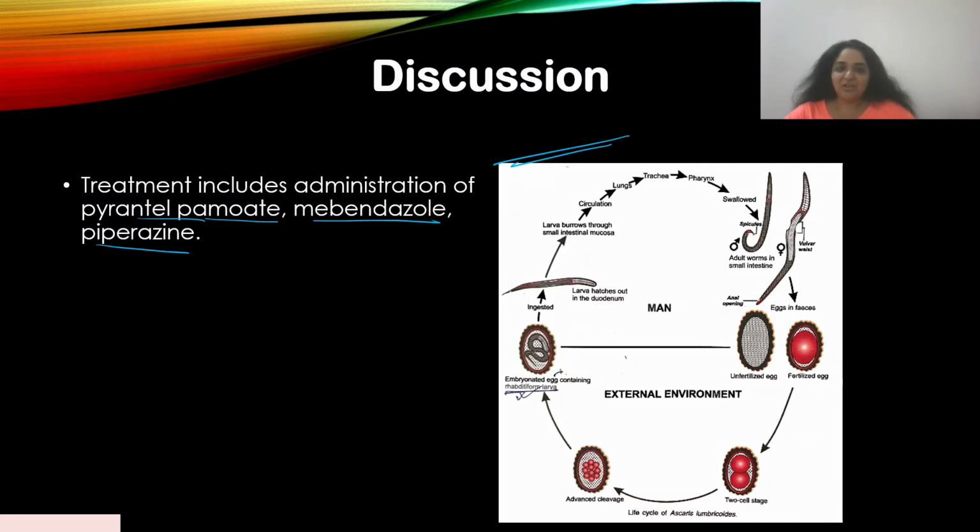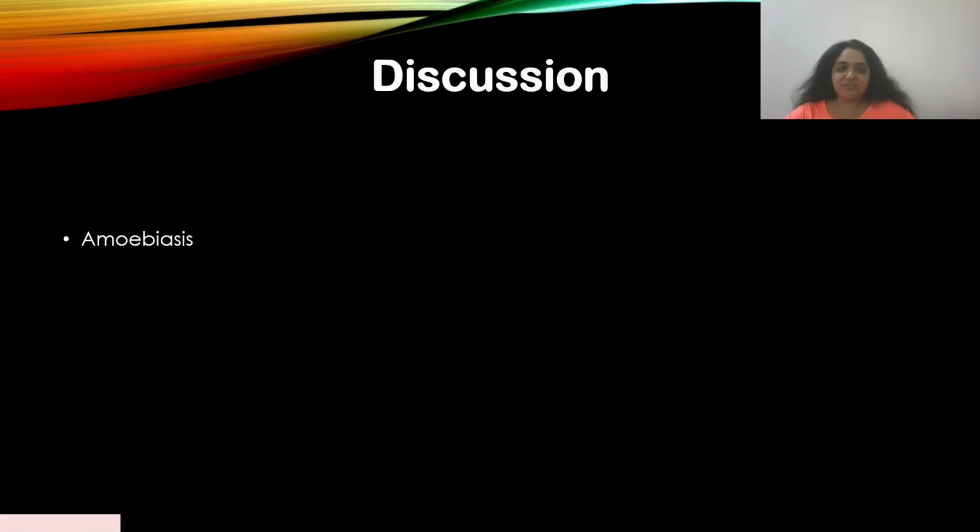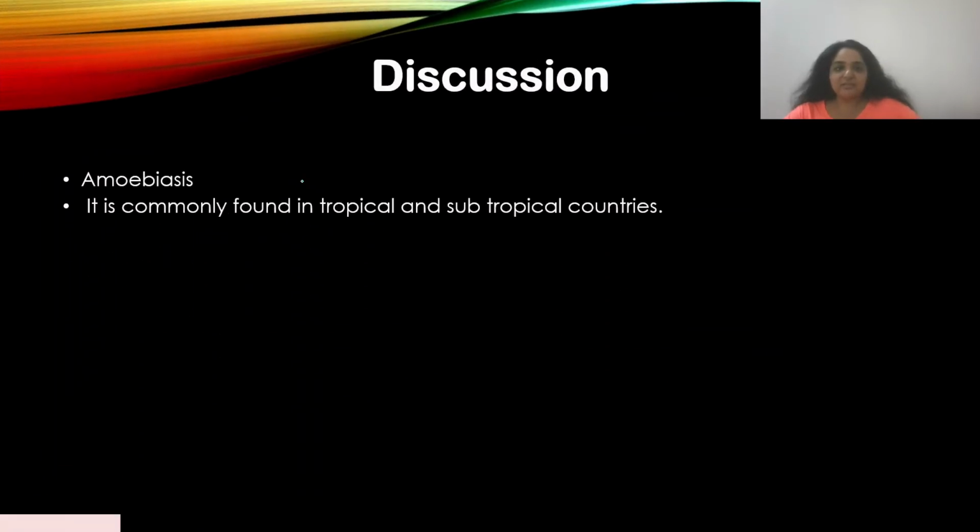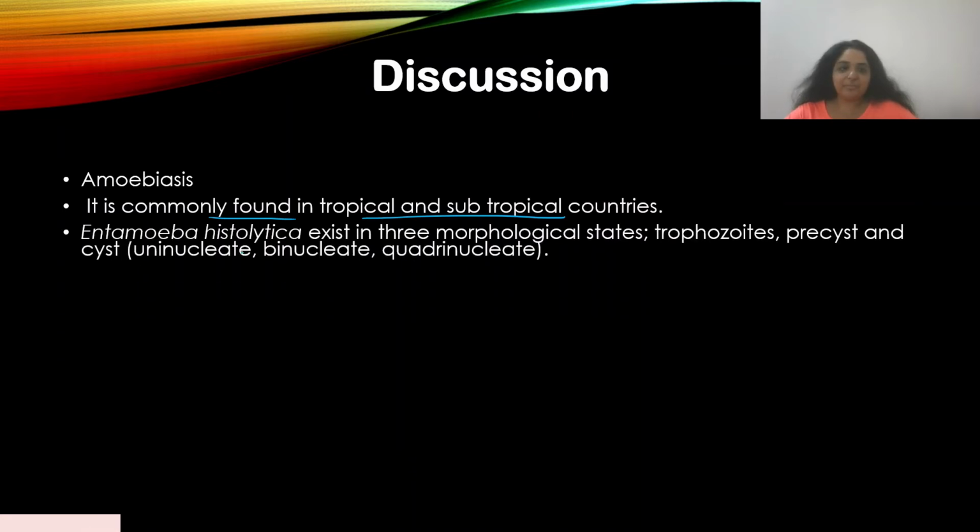All right, so we discussed Ascaris. Let's go to Amoebiasis. It is commonly found in tropical and subtropical countries. Entamoeba histolytica exists in 3 morphological states. Remember there are 3 different states in which it exists: there's trophozoite, there's pre-cyst, and there's a cyst, which is uninucleate, binucleate, and quadrinucleate.